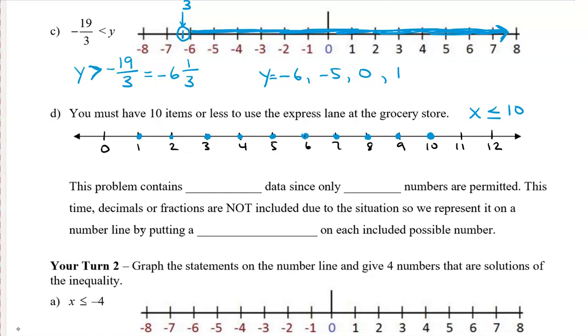So this problem contains what we call discrete data, since only whole numbers are permitted. So this time, decimals or fractions are not included due to the situation. And this really only happens with word problems. So we're going to represent it on a number line by putting a solid, or you can say a colored in circle, on each included possible number. And this is how we graph linear inequalities.